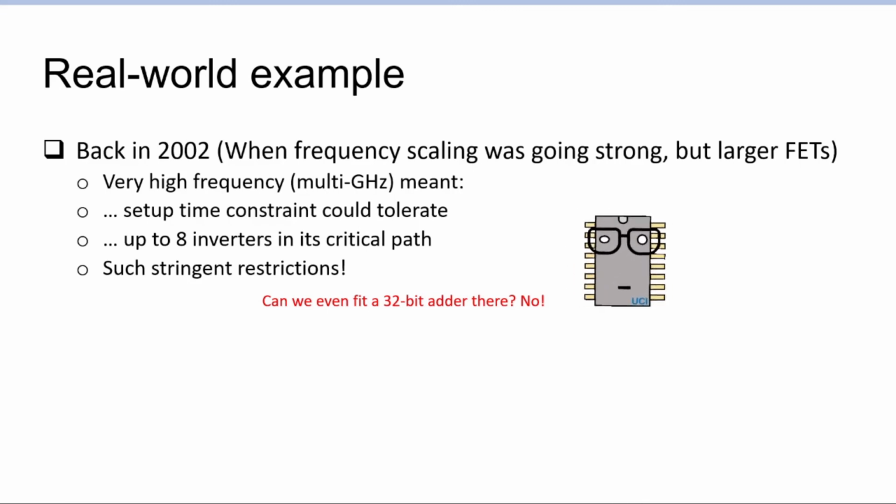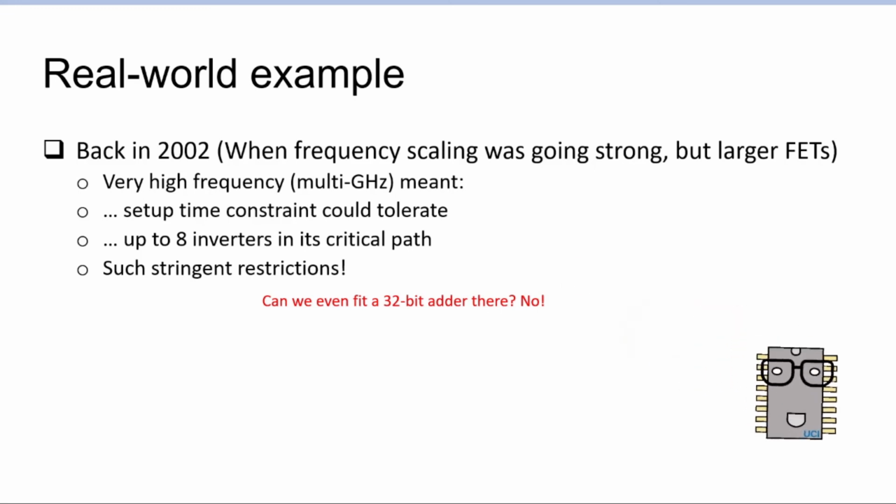So can we even fit a 32-bit adder in here? We cannot, because the whole time constraint, setup time constraint, is way too strict under these restrictions. However, even under these restrictions, we've had complex processors. Back in 2002, we had Pentium 3s, Pentium 4s, multi-gigahertz things that were running very, very complicated logic. And the question is, and the big question, the central question to this whole course is, how do we pull it off?